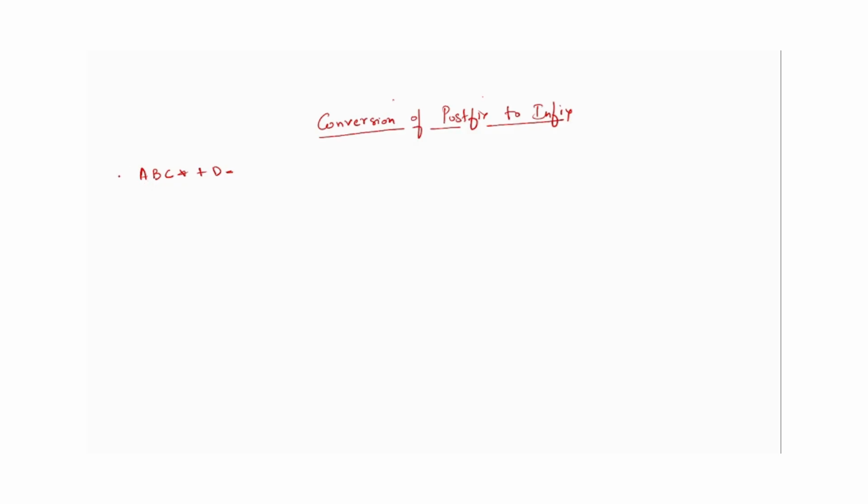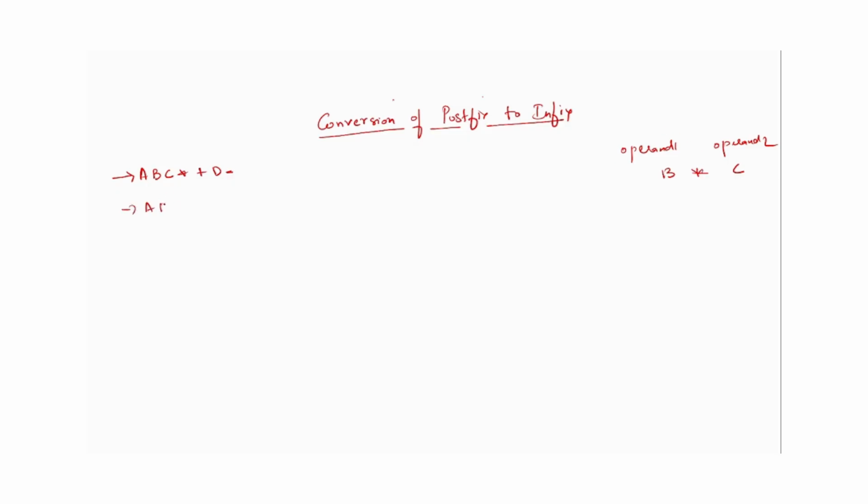To do it directly, we scan from left to right until we encounter an operator. So here A, B, C, star. Once we have an operator, we stop there. Now B becomes our operand 1 and C becomes our operand 2, and we place this operator, where we have stopped, between them: B star C.